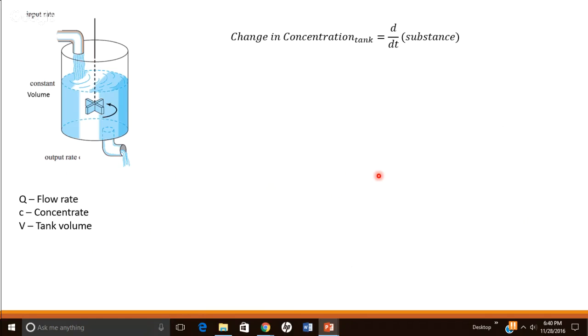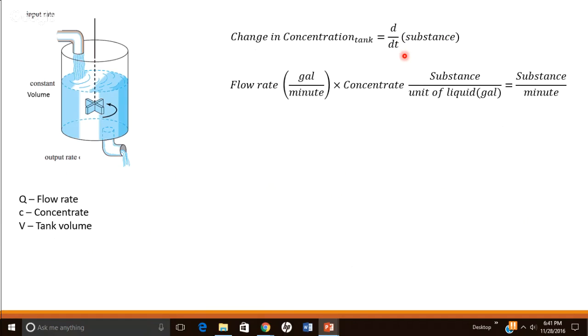Again, just to get us back together here, I also added a few things here, some variables. So Q is the flow rate, C is the concentration, and V is just the volume of the tank. And that'll come up in a second as to why I laid that out. But the change in concentration of the tank, we know that's a derivative. So it's the change in the substance with respect to time. Our flow rate is just substance per minute. So how much salt is going in every minute?